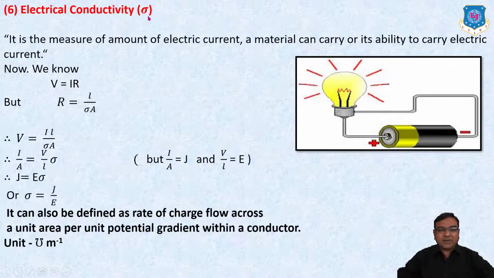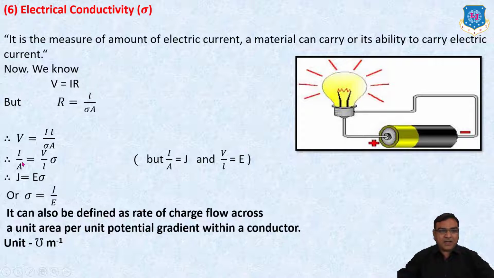Electrical conductivity sigma is the measure of the amount of electric current a material can carry, or its ability to carry electric current. Now we know Ohm's law, V is equal to IR, but R is equal to L by sigma A. So V is equal to IL by sigma A.